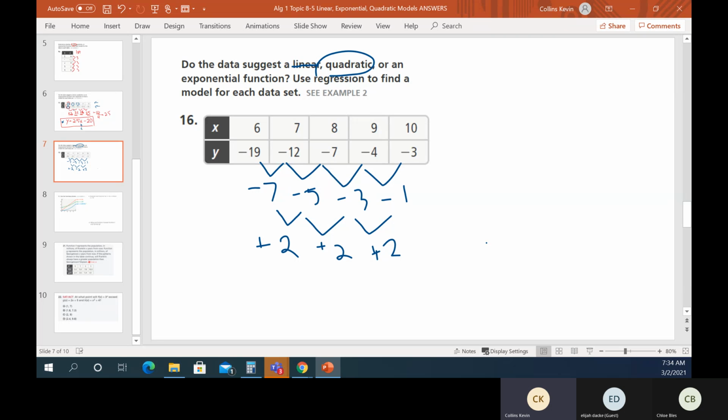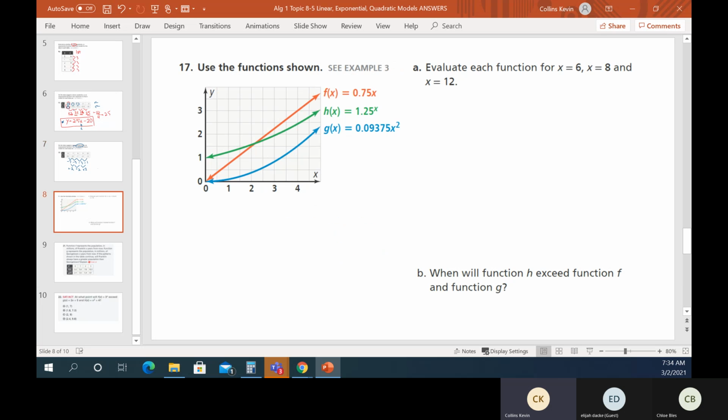All right. So this one says, use the function shown. It says, evaluate each function for x equals 6, 8, and 12. It says, when will function h, the guy in green, exceed function f and function g? Well, we don't know that yet, but we'll take a look at it.